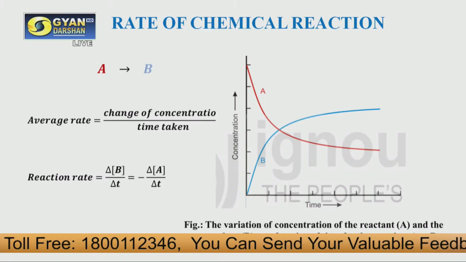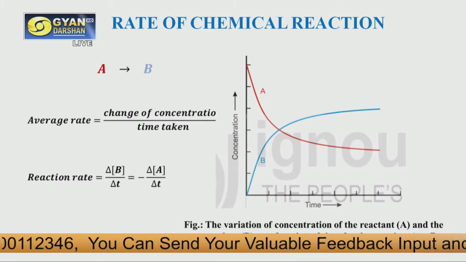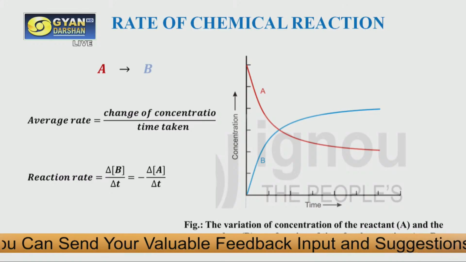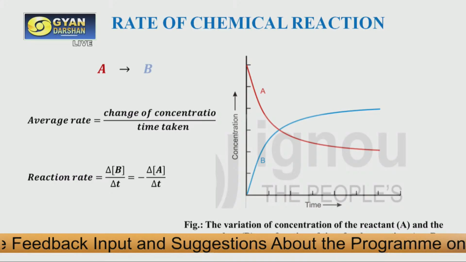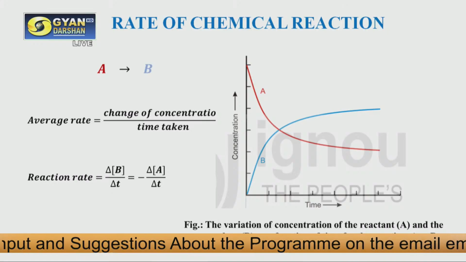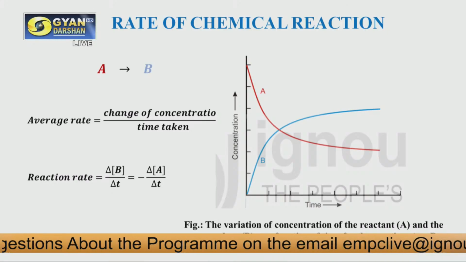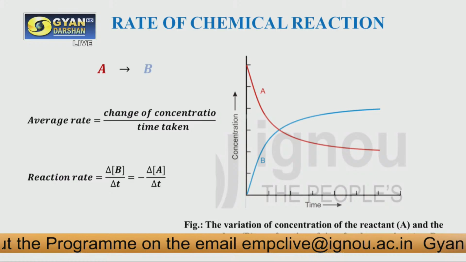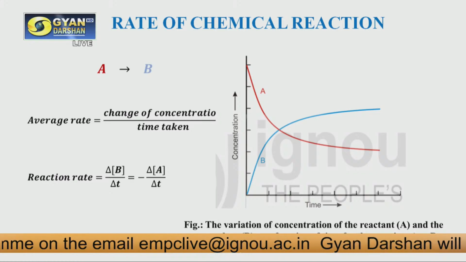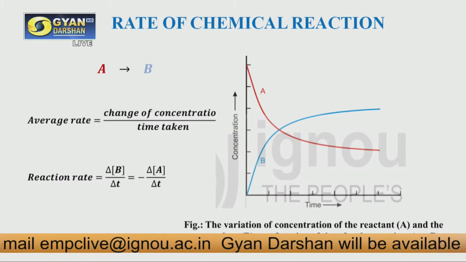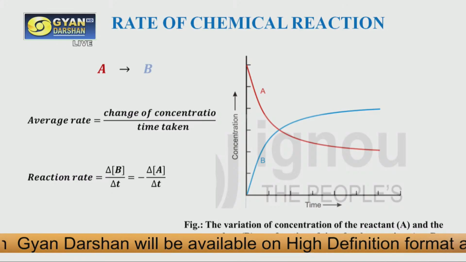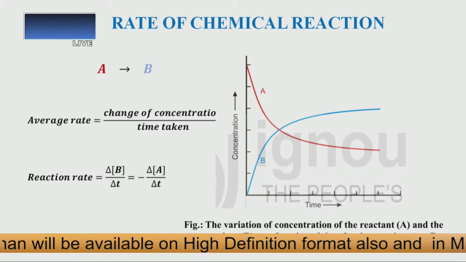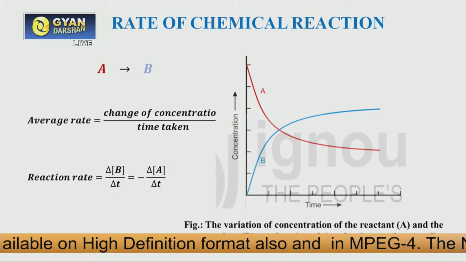Here the graph shows that with time the concentration of A decreases, and at the same time the concentration of B increases, and after some time it gives a constant value. That means the reaction is complete. So in the graph we show the variation of the concentration of reactant and product as a function of time for the reaction A to B.